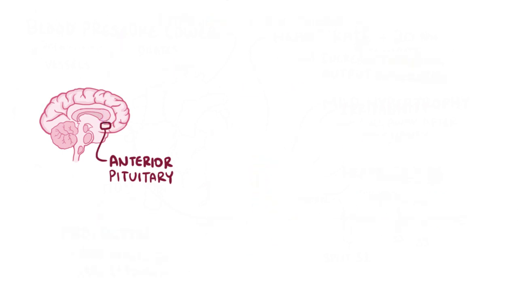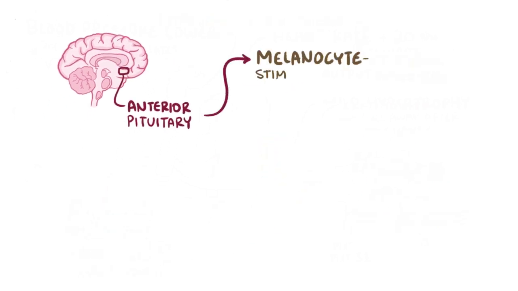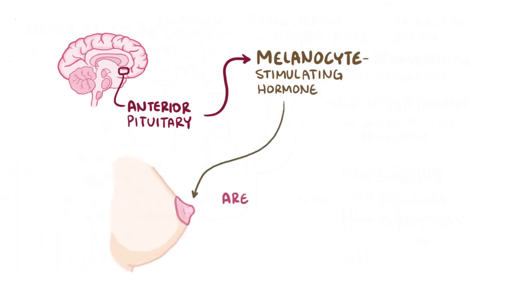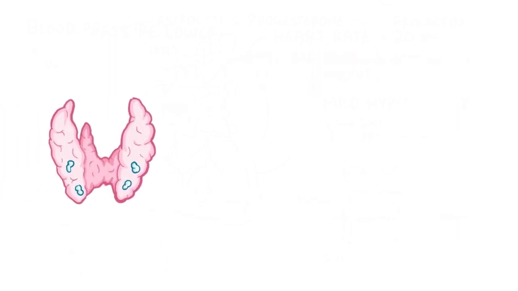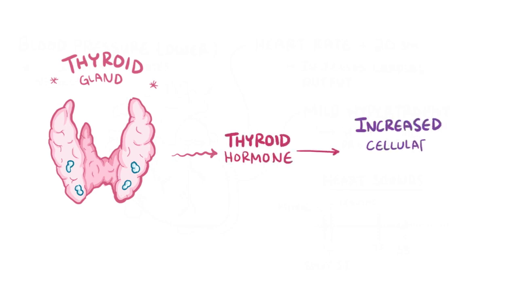That anterior pituitary gland also releases more melanocyte-stimulating hormone, which causes darkening of the areola, or the skin around the nipples. The increased melanocyte activity also darkens the normally unseen stripe of fibrous tissue running down the chest and abdomen from the xiphoid process to the symphysis pubis, called the linea alba, or white line, transforming it into a darkened line called the linea nigra. Other glands that are affected by pregnancy include the thyroid gland, which turns out more thyroid hormone to increase the cellular basal metabolic rate in order to meet the demands of the pregnancy.